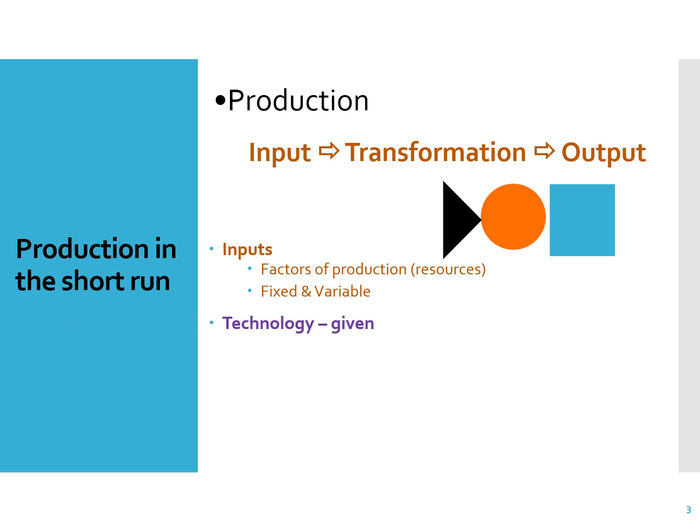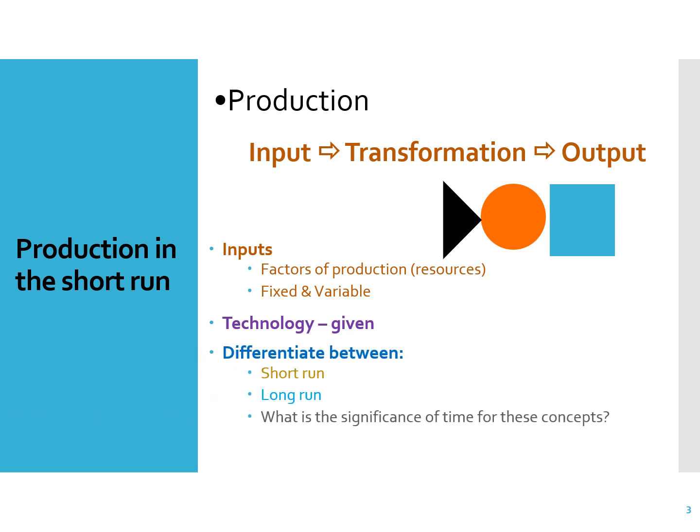You need to understand that the state of technology for any given production function is given. That is an important assumption that is made. Remember, all assumptions must be learned. And then being able to differentiate between the short run and the long run. So let's look at what those differences are.